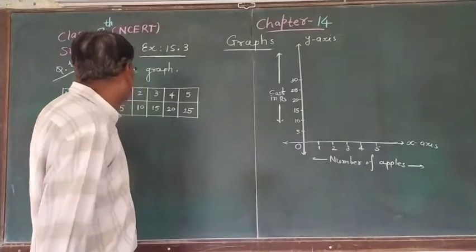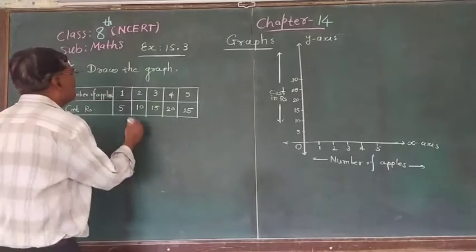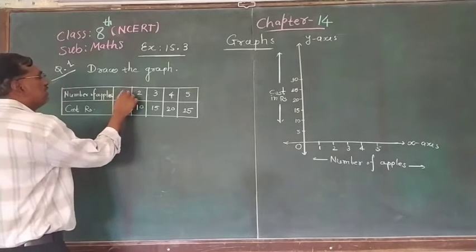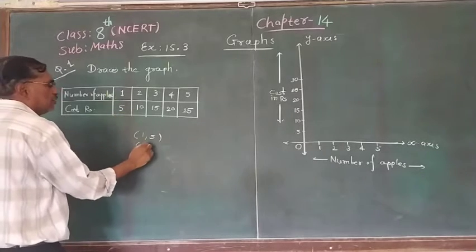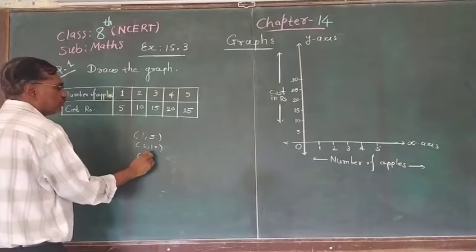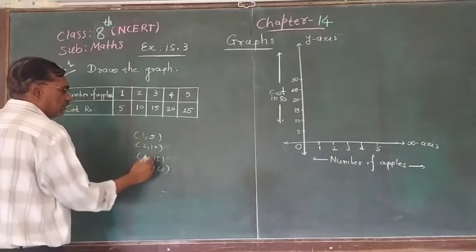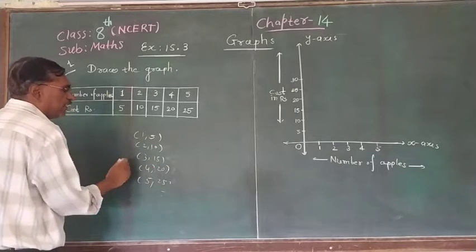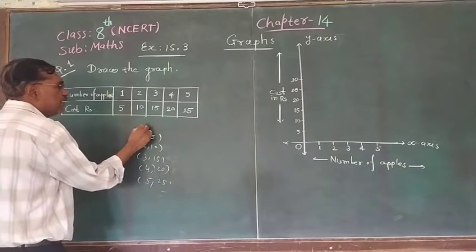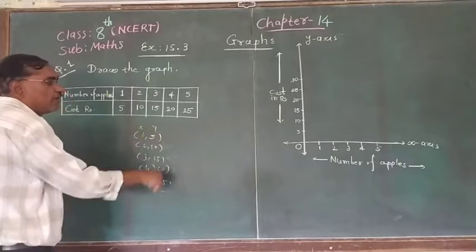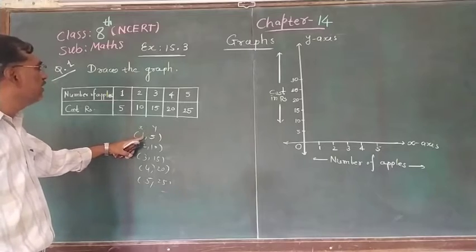Now see, the number of apples is 1, then the cost is 5 rupees. So we can take ordered pairs, where this is the x and this is the y coordinate. Suppose 1 and 5, 2 and 10, 3 and 15, 4 and 20, 5 and 25. So in the graph the first number must be the x coordinate, and the second the y coordinate. So the x coordinate we take is 1, that is 1 apple, and 5.